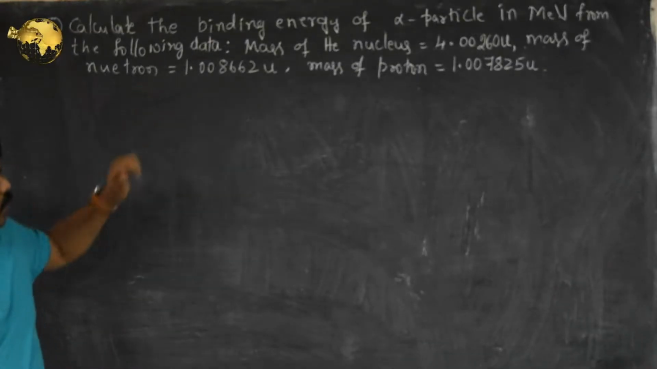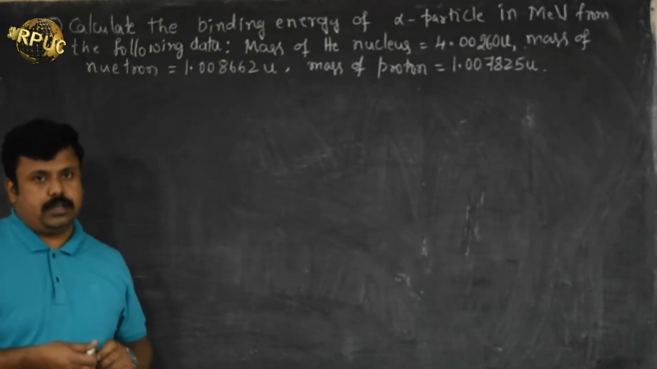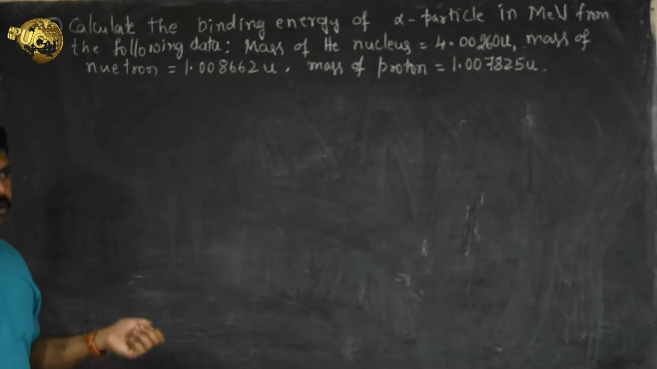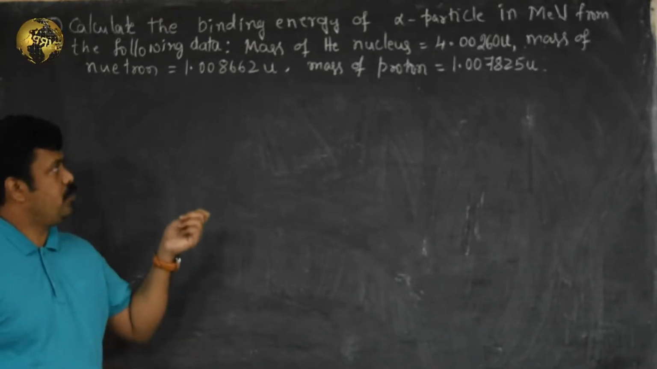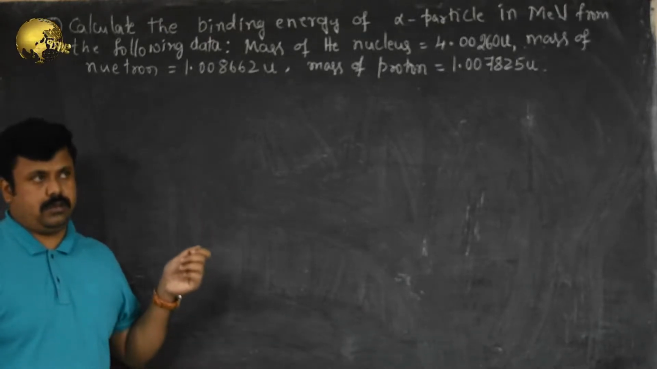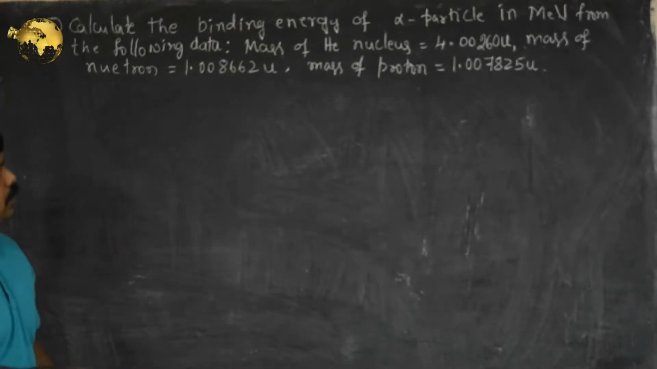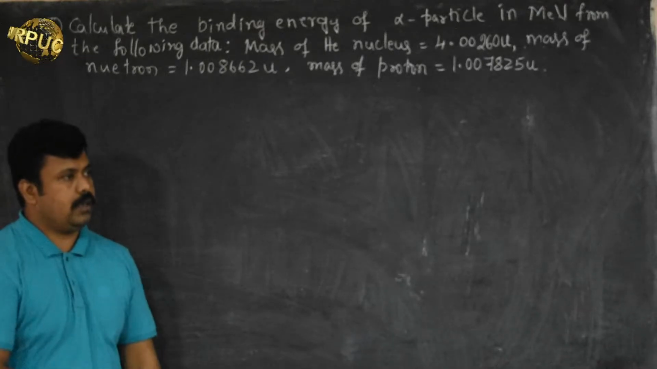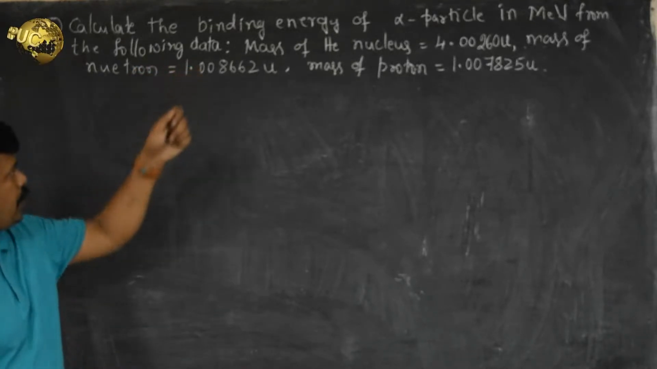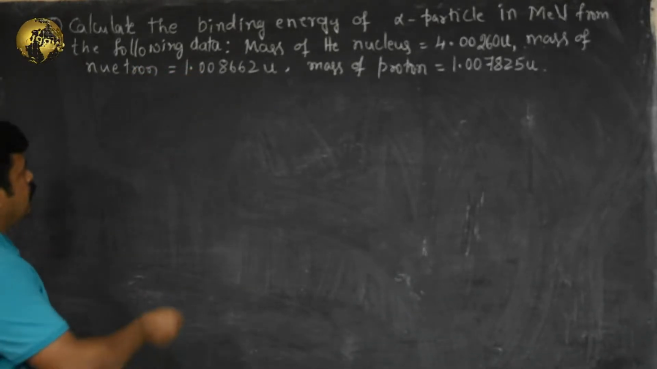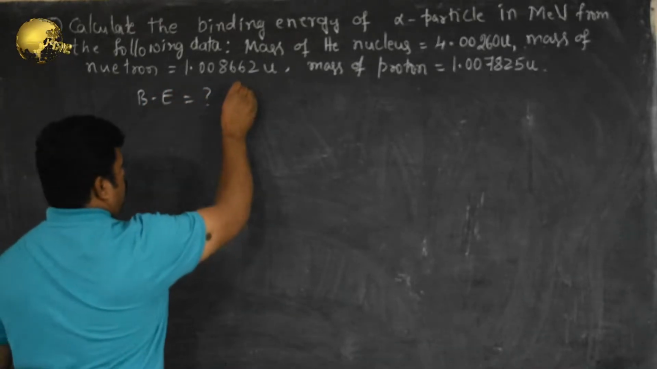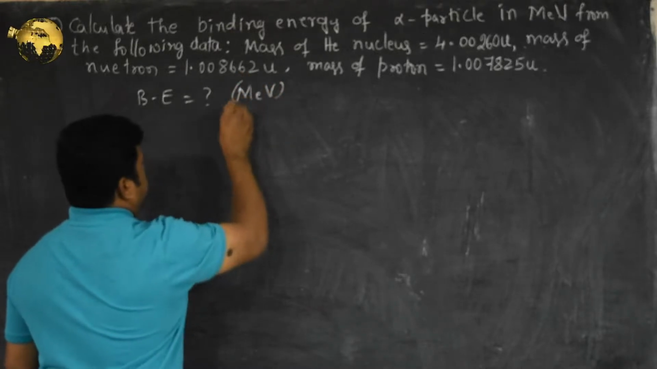This is again from the Nuclei chapter. Let's solve this. A very simple one. We have already solved this type of numerical in terms of nitrogen or oxygen. Calculate the binding energy of alpha particle in mega electron volt. So, the binding energy of alpha particle we need to find out, in mega electron volt.